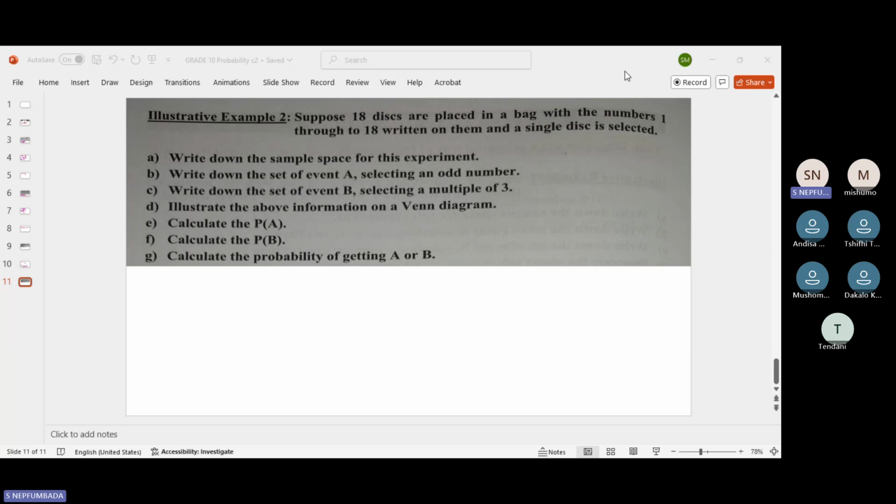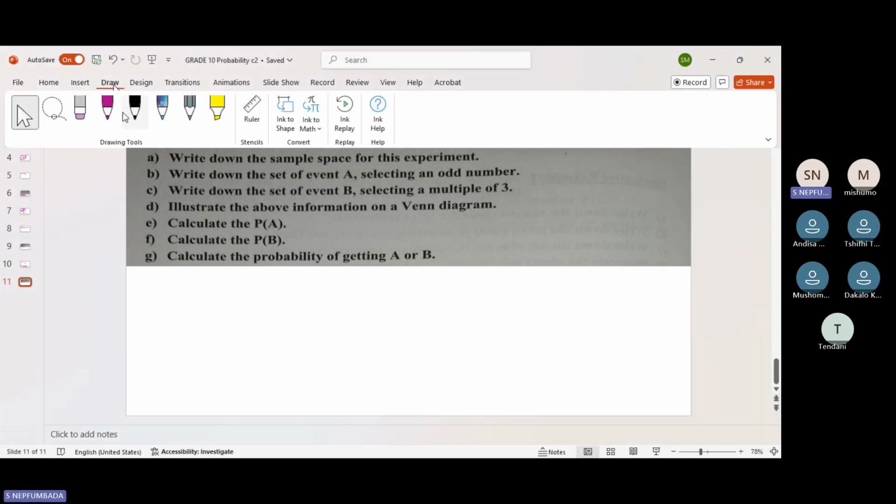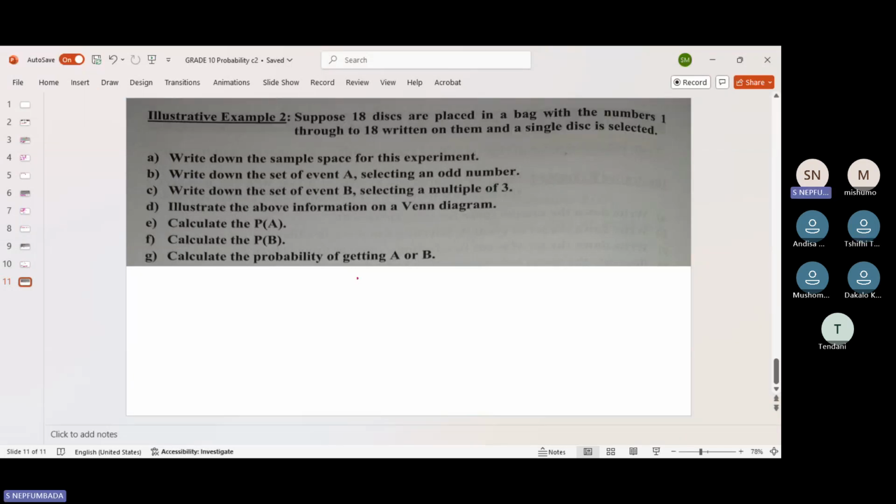As far as we're concerned, here is a question. Suppose 18 discs are placed in a bag with the numbers 1 through to 18 written on them, and a single disc is selected. Write down the sample space for the experiment. What is our sample space? 1 to 18.